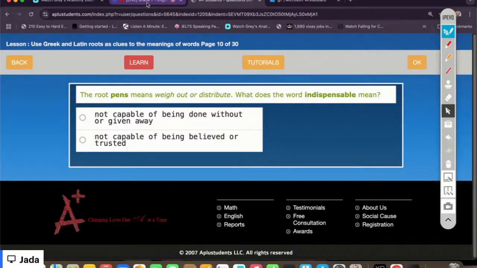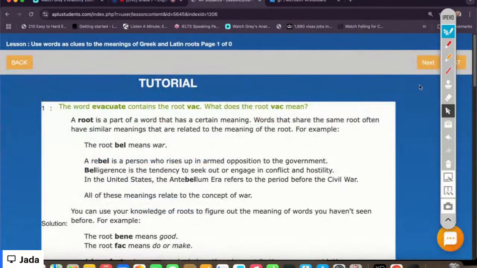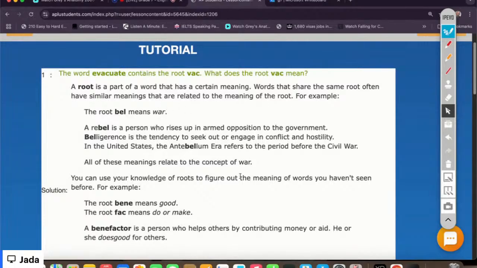All right, that's it for this lesson. We'll move on to the next one. So try to complete the first lesson if you haven't done it, okay? It says to use words as clues to the meaning of Greek and Latin roots. Now we already know what the roots mean. They are part of a word that has a certain meaning. Words that share the same root often have similar meanings that are related to the meaning of the root.